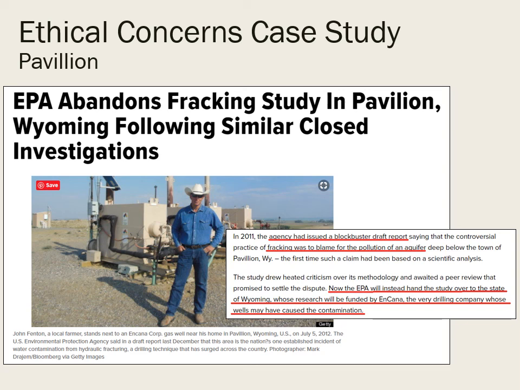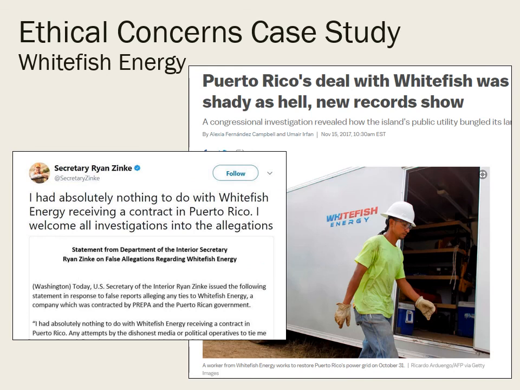since the Trump administration. So you might remember hearing about Whitefish Energy Holdings that won a sole source $300 million contract to restore Puerto Rico's electrical grid after Hurricane Maria. That was canceled due to a controversy.